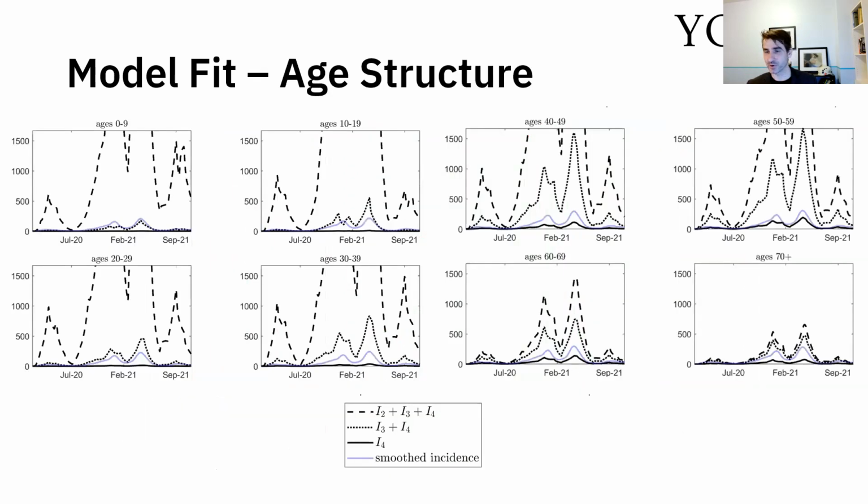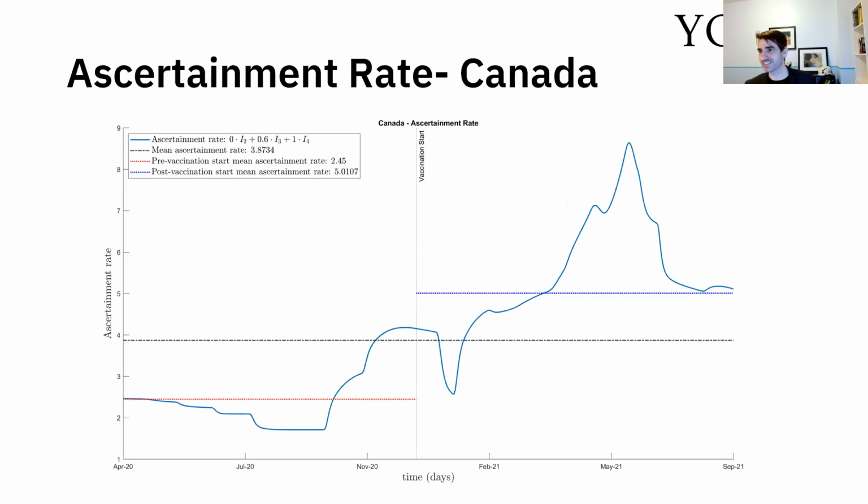Okay, quickly running out of time, so I'm going to skip this slide. And here we see the ascertainment rate that we get from our model. This is from fitting Canada overall. And I'll just note that here I'm fitting 0.6 of I3 as well as I4. The reason I want to show you this is because we find in our model that ascertainment rate is affected quite strongly by the probability of severe disease.